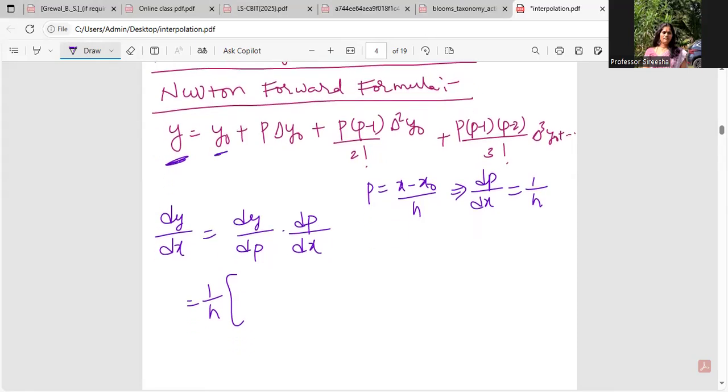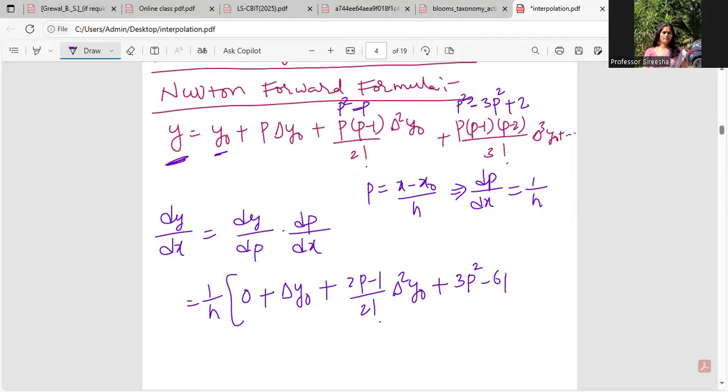Just see here, y naught is a constant. So the derivative of a constant with any variable would be 0. The p derivative is 1, so I have delta y naught. Here it is p square minus p, so the derivative would be (2p minus 1) by 2 factorial delta squared y naught, plus this one, p cube minus 3p square plus 2p, would give me (3p square minus 6p plus 2) by 3 factorial delta cube y naught, and so on. It goes on and on.